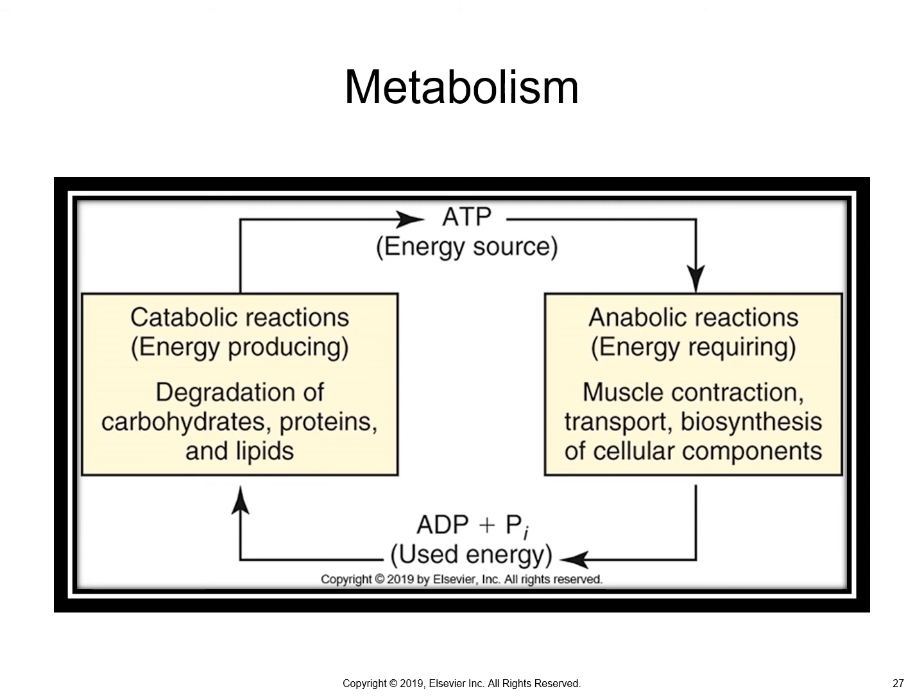So here's a flow chart of how the whole thing begins. We have our energy source, which is ATP, and we need ATP in order to build in an anabolic reaction. Then we will see muscle contraction, transport, biosynthesis of cellular components, and then we will use energy to degrade or break down carbohydrates, proteins, and lipids, which is a catabolic reaction, which is energy producing. Then we go right back in our loop again and start over with our energy source, which is ATP, which we need glucose in our body to provide.